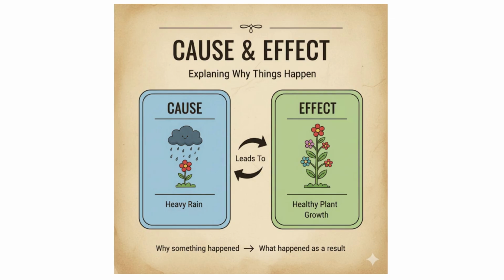Here's an example. Because heavy rain flooded the streets, many schools were closed. This sentence shows that heavy rain, which is the cause, led to the schools being closed, which is the effect. Let's look at another one.